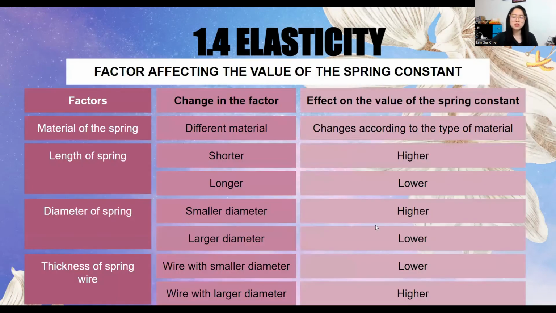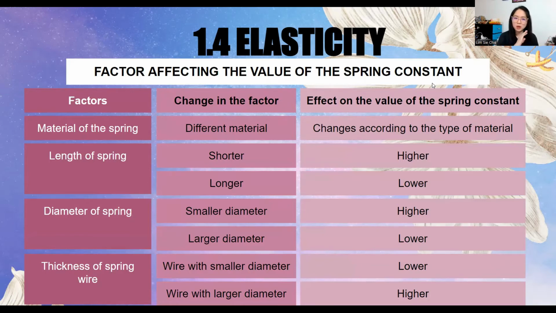All right, so beside understanding the area under the graph, how to find the elastic potential energy, how to get the gradient, and what does the gradient represent? You have to know about the characteristics and also what are the factors affecting the value of the spring constant. Now, what do I mean by spring constant? There's a value for spring constant.